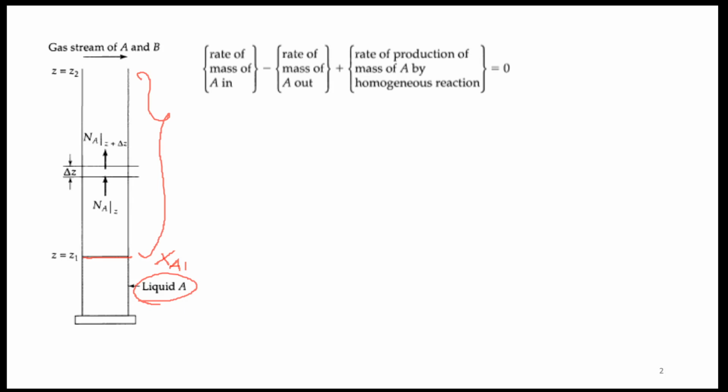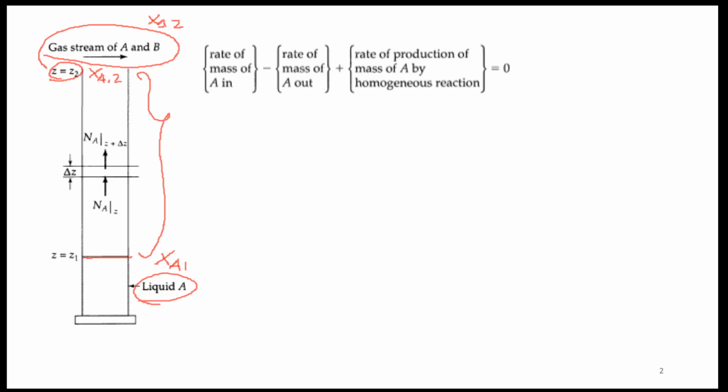Here we have a gas stream of A and B. The gas stream has an A concentration of XA2. The gas stream flows slowly past the top of the tube to maintain the mole fraction of A at Z equal to Z2 equal to XA2, and this value is constant.